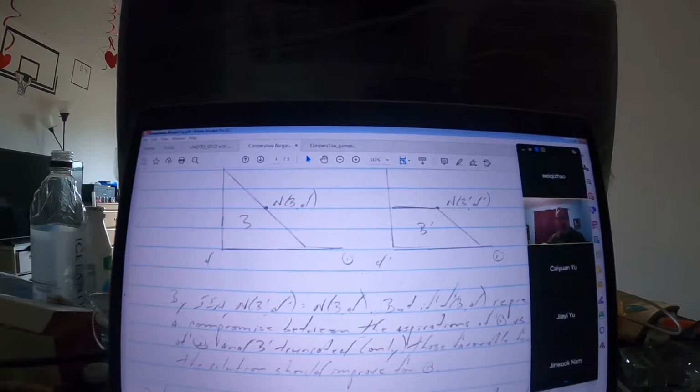By IIA, the solutions must be the same, but this represents, and that's one way of interpreting a solution, a compromise between what the agents could achieve.